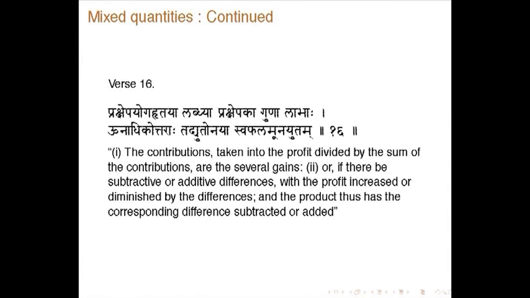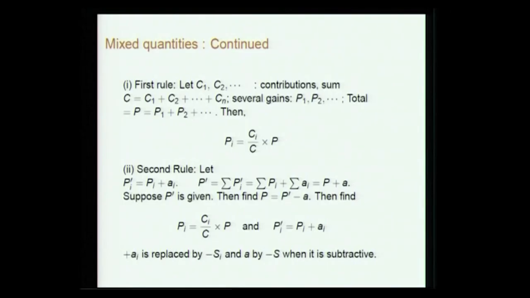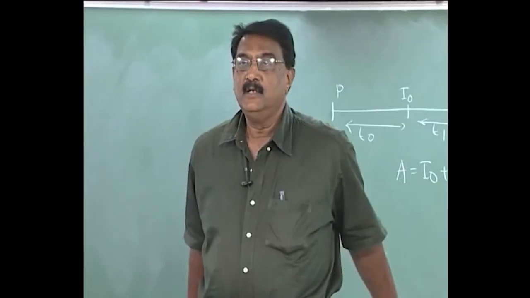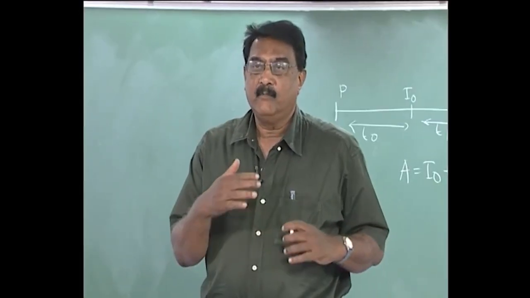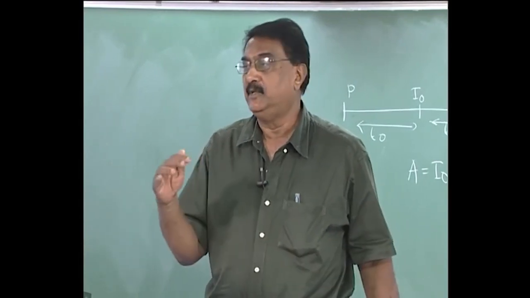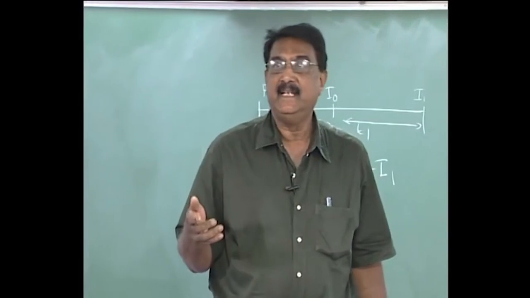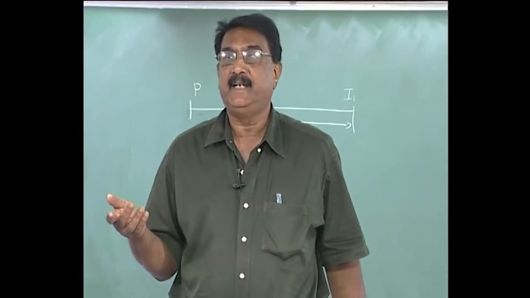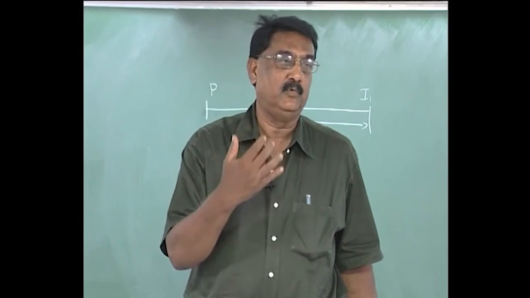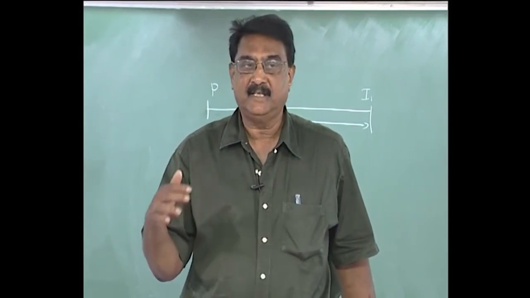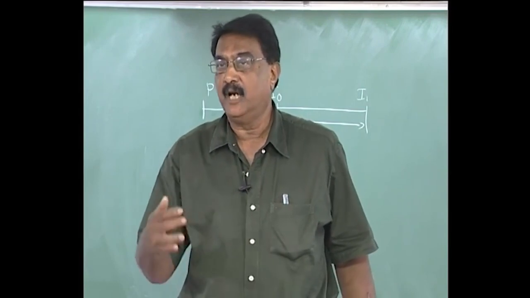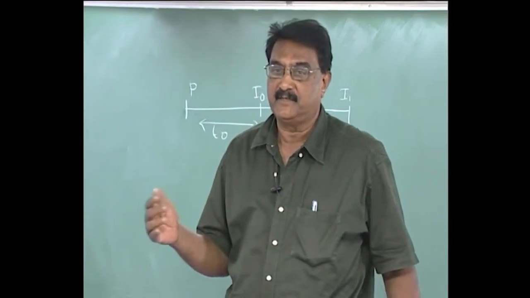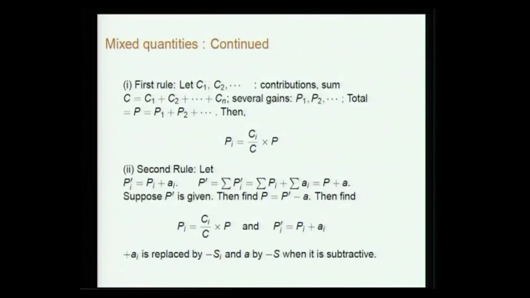Again, it is easier to discuss it using the mathematical notation. The first rule says that suppose for some transaction, persons 1, 2, 3, etcetera are contributing C1, C2, etcetera. And suppose the total profit gained is P. How do you distribute it among 1, 2, etcetera? There are gains which have to be enjoyed by each of these people, so let there be P1, P2, etcetera. Then clearly Pi will be equal to Ci by C into P.